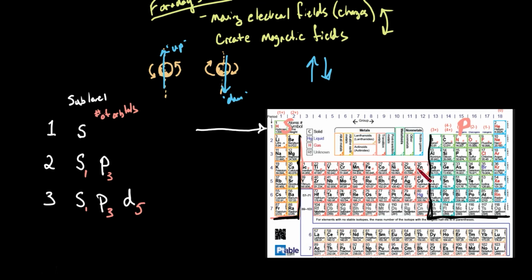Oh my God. Oh my God. It's making sense now. This is why the periodic table is shaped like this. This is the D block here in the middle.